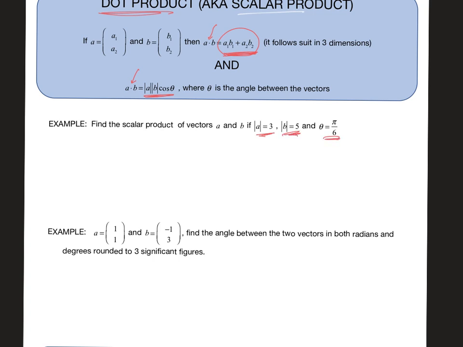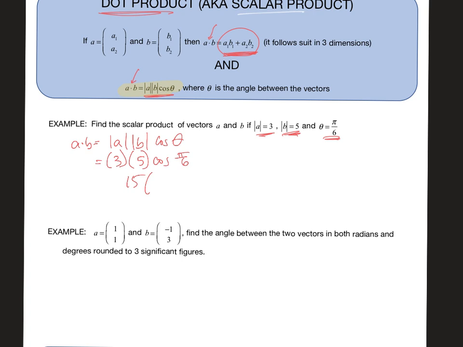So it makes sense that I should be using this formula. Let's write that formula up and plug in everything that we can. A dot B is equal to the magnitude of A times the magnitude of B times the cosine of the angle. Magnitude of A was given, magnitude of B was given, and the angle was given. So this ends up being 15 times the cosine of pi over 6.